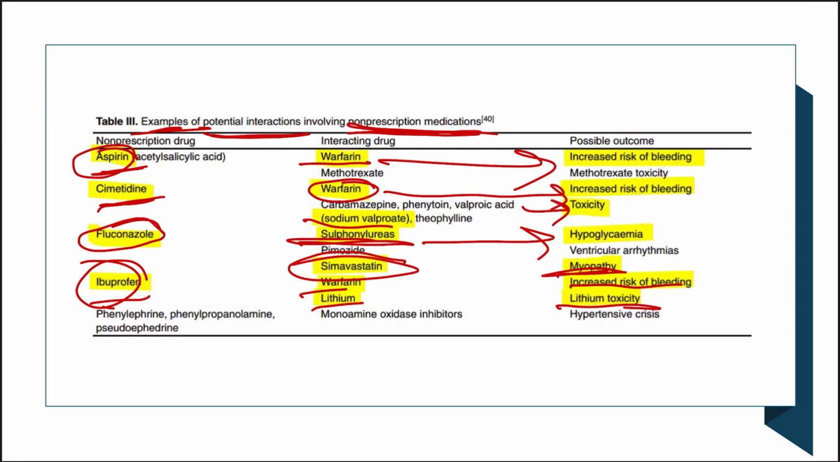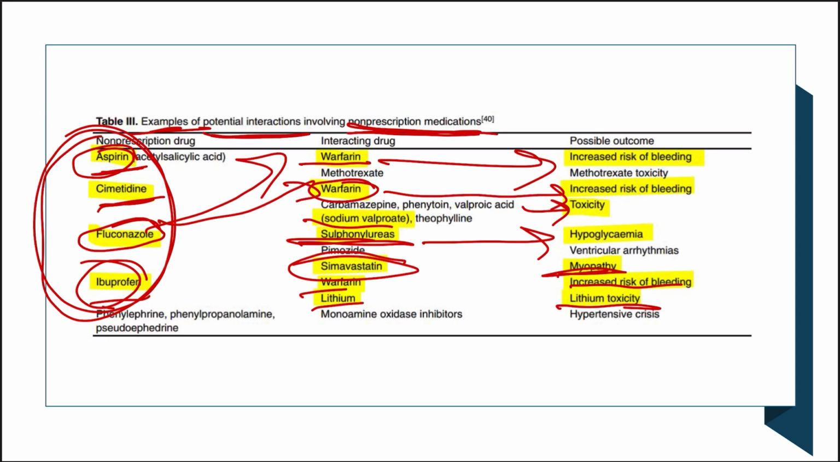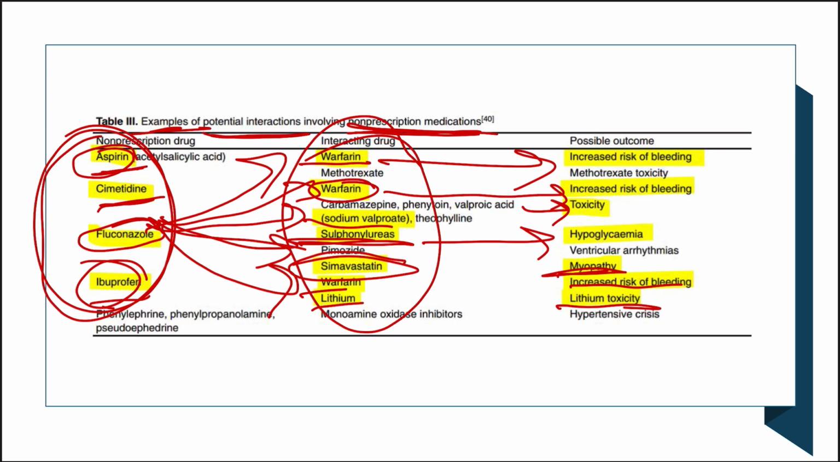All this occurs when we take these non-prescription drugs without knowing that they interact with the drugs already prescribed by the physician for the particular condition. If the individual is already on these drugs and then takes any of these, these are some of the examples, without even consulting the doctor, it can lead to these possible outcomes, which are increased risk of bleeding, hypoglycemia, myopathy, and increased toxicity of that particular drug.